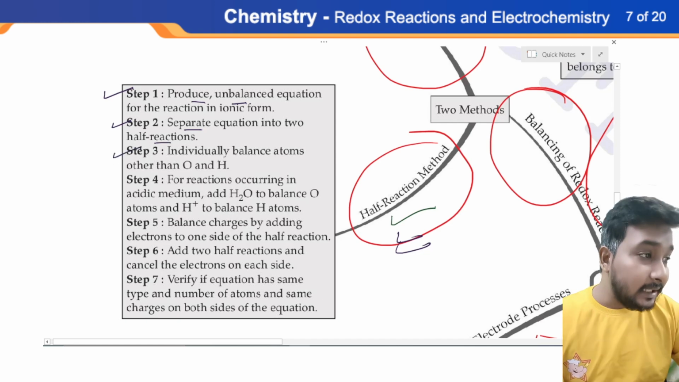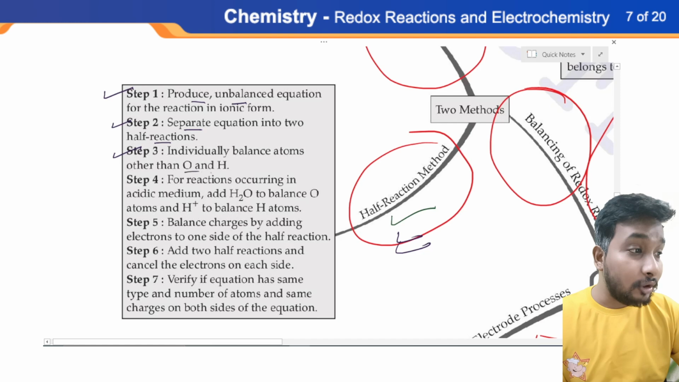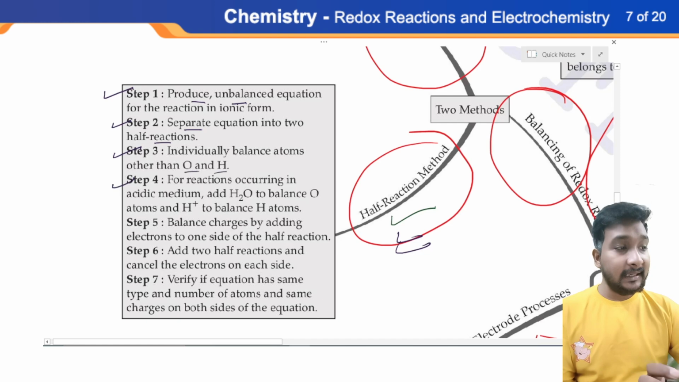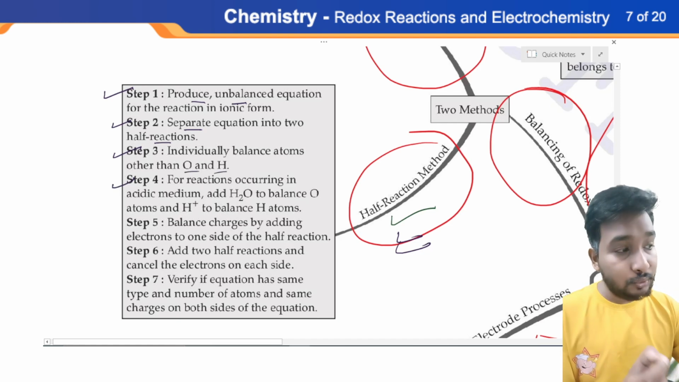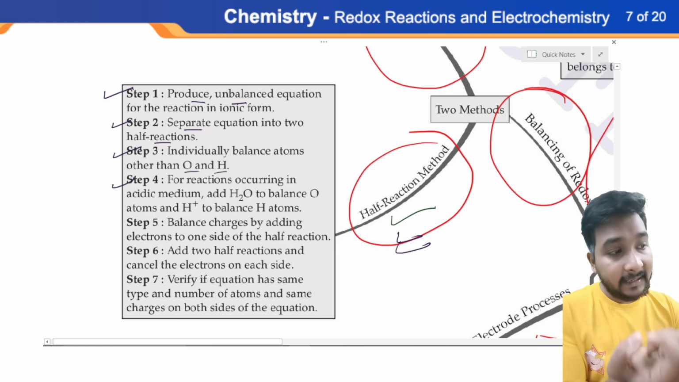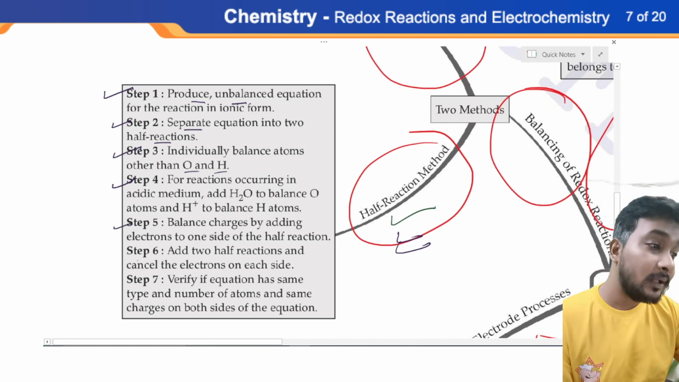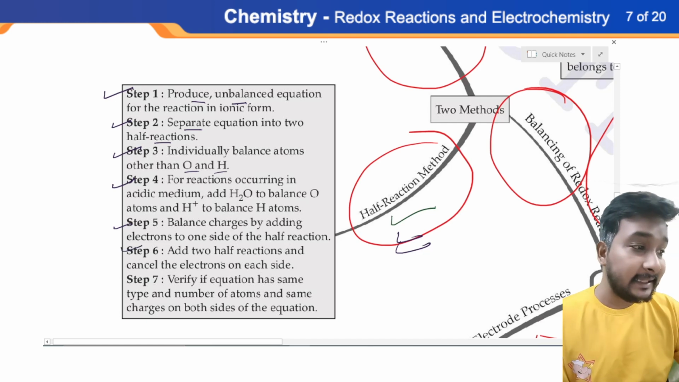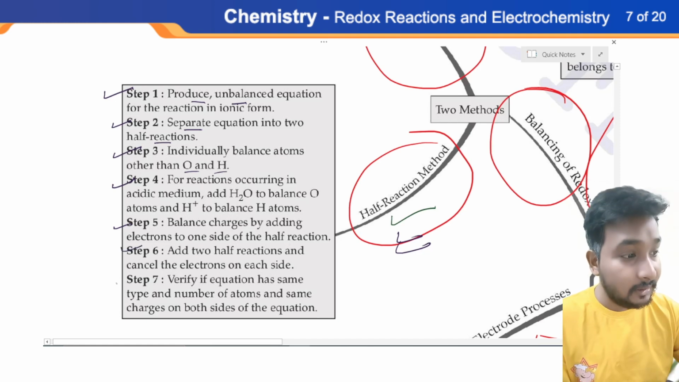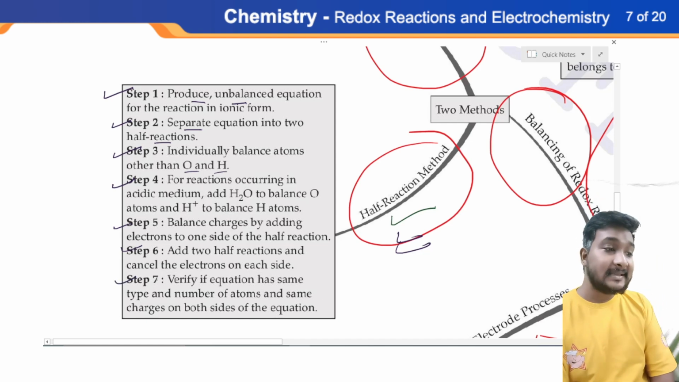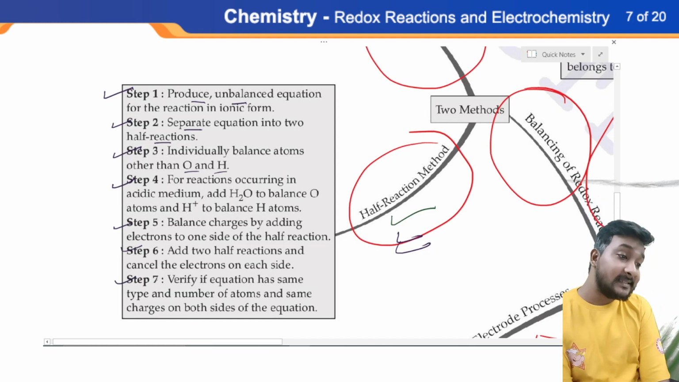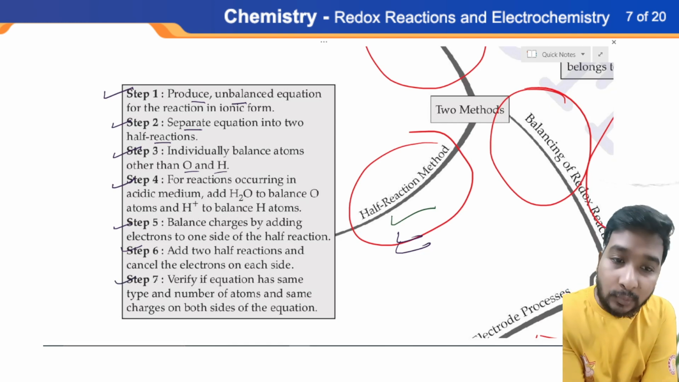Step 3, individually balance atoms other than oxygen and hydrogen. Step 4, for reactions occurring in acidic medium, add H2O to balance O atoms and H plus to balance H atoms. Balance charge by adding electrons to one side of the half reaction. Add the two half reactions and cancel the electrons on each side. Verify that the equation has the same type and number of atoms and the same charge on both sides of the equation.